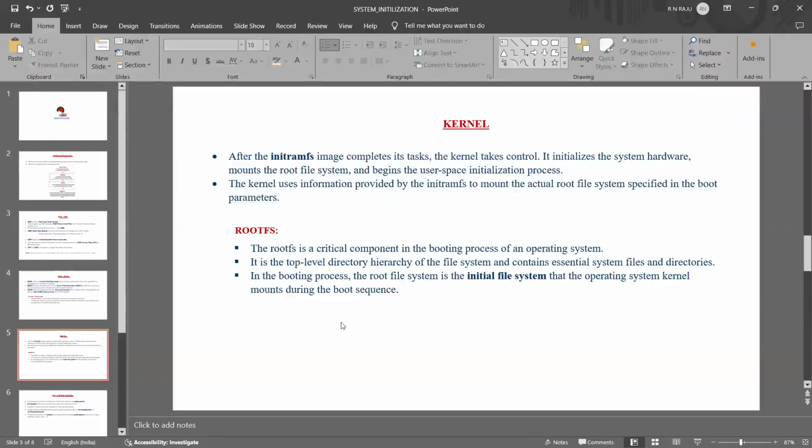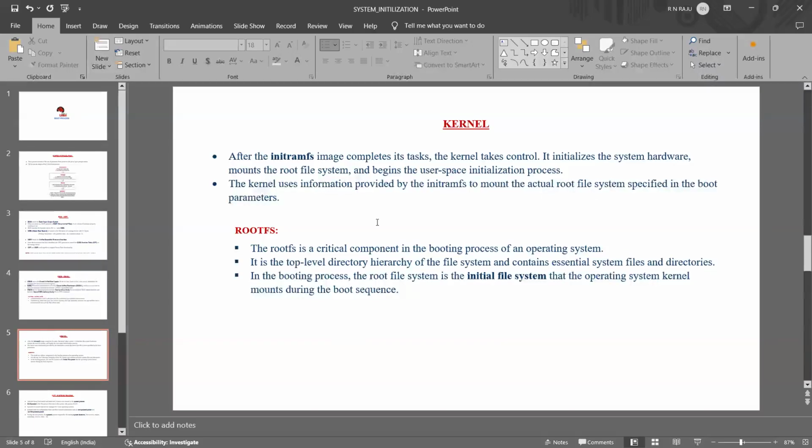Because the top level working directory is root only, your root, boot and slash are loaded in this stage, I mean, in the kernel stage. So that is called what? Root fs. The kernel uses information provided by the initramfs to mount the actual root file system, to mount the root file system.